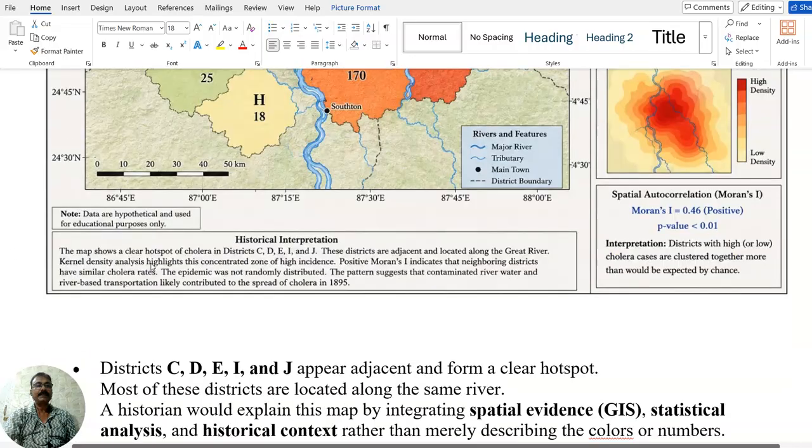Kernel density analysis highlights this concentrated zone of high incidence. The positive Moran's I indicates that neighboring districts have similar cholera rates. The epidemic was not randomly distributed. The pattern suggests that contaminated river water and river-based transportation likely contributed to the spread of cholera in 1895.